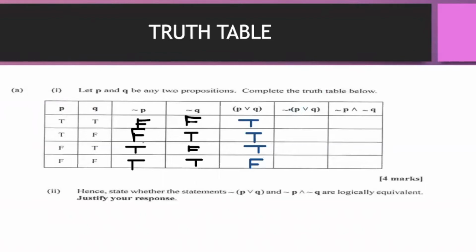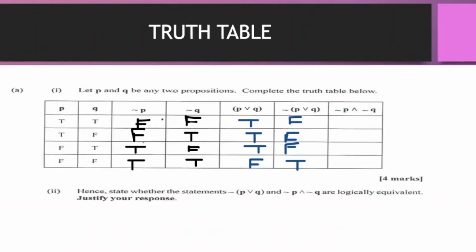Now, when we have this negation, it means we're going to change this. So this is going to be false, false, false, and then this will be true. Finally, we're going to do the negation of P and the negation of Q.